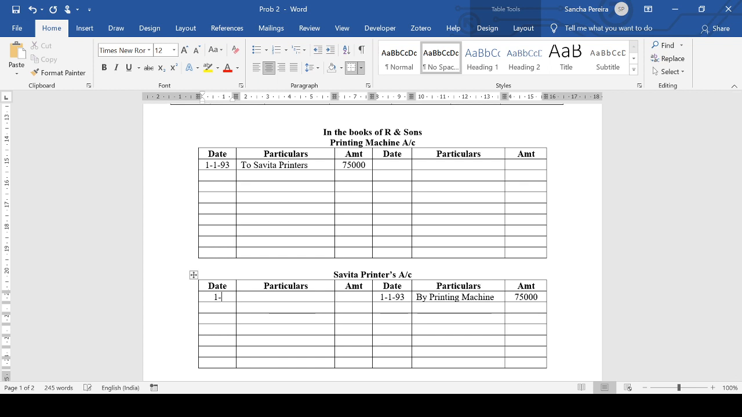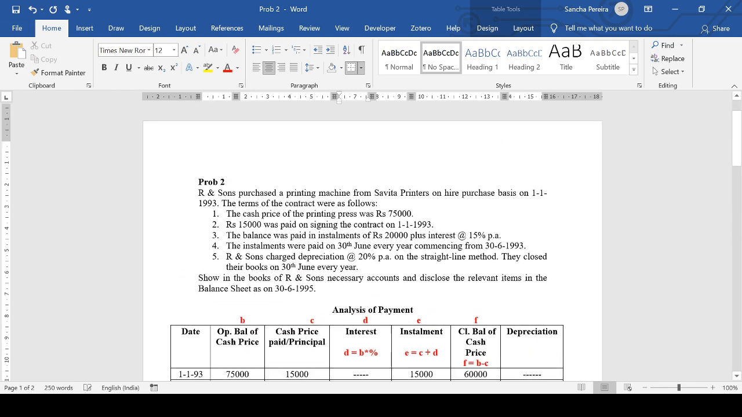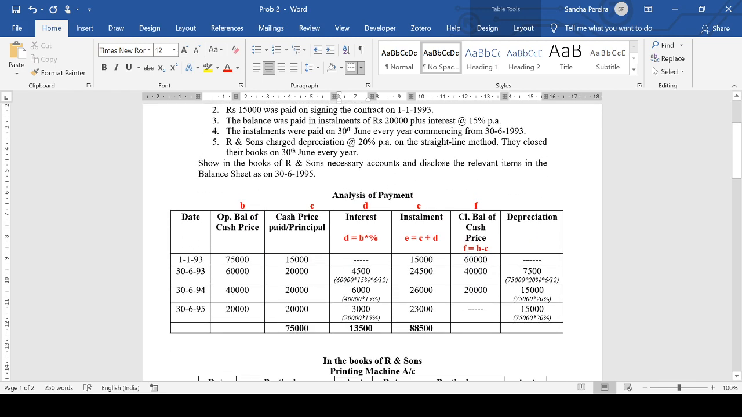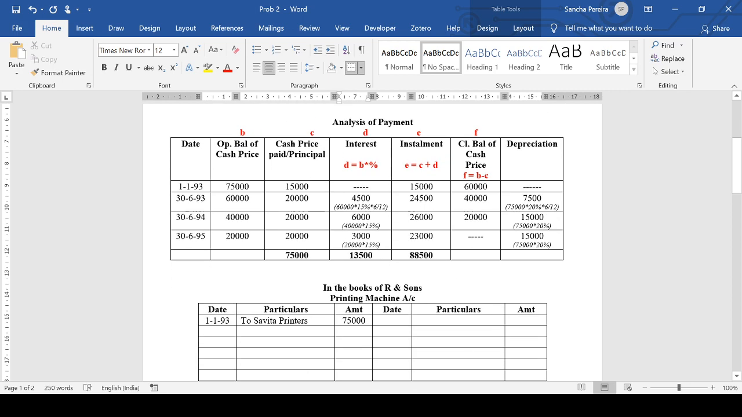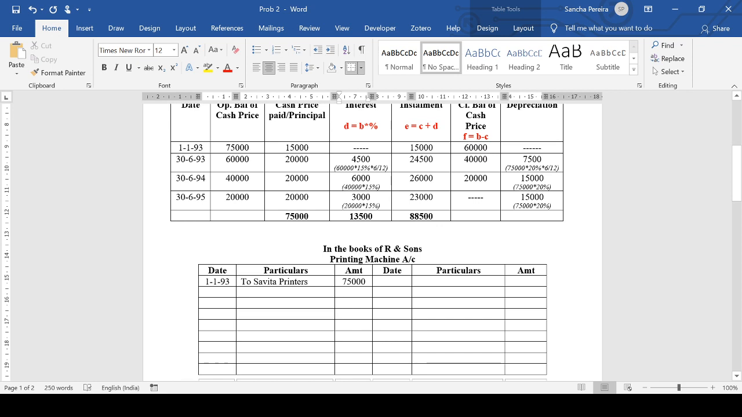So again on the same date, the date of signing the agreement, to bank. In bracket, just for you to know, you can put it as down payment. How much was the down payment here? 15,000. You can see it here itself. The down payment was 15,000. Okay, then we move on to the installment.